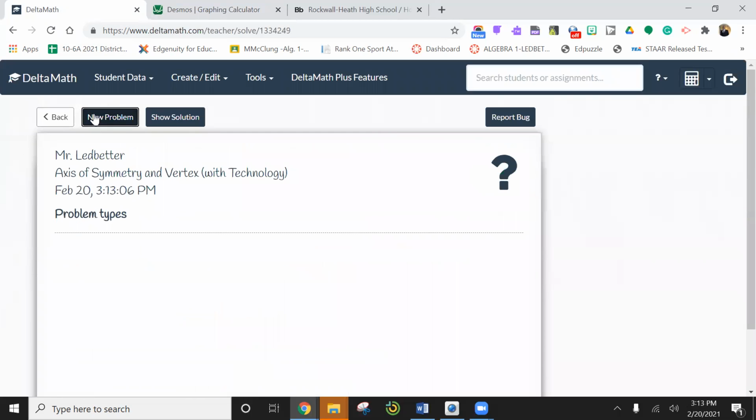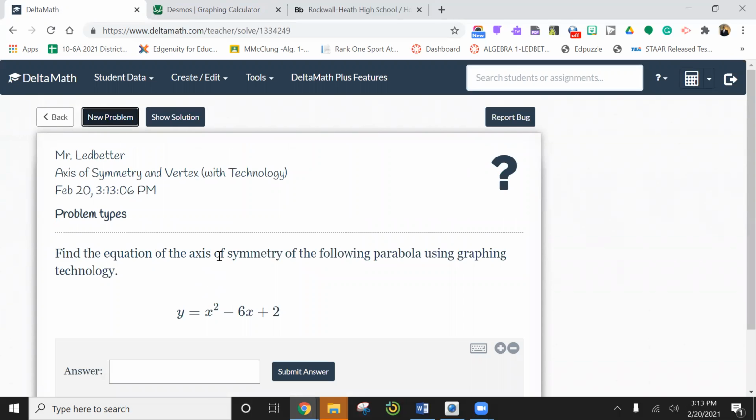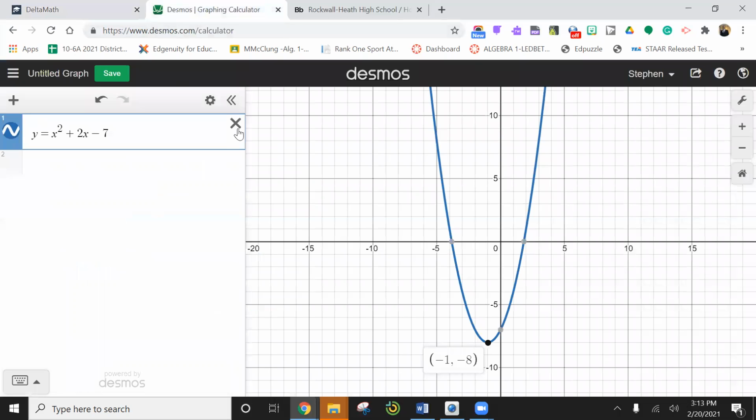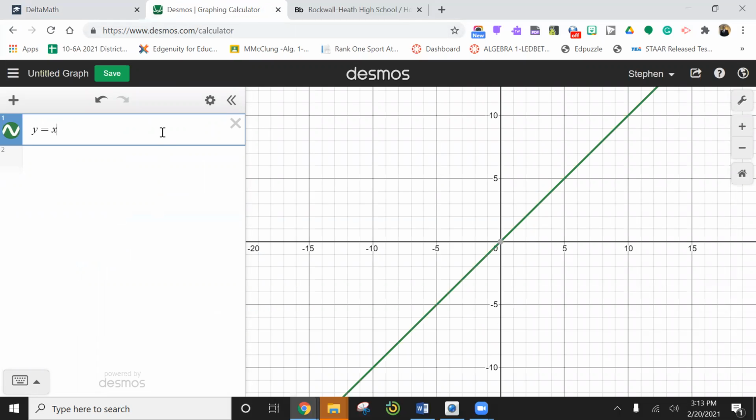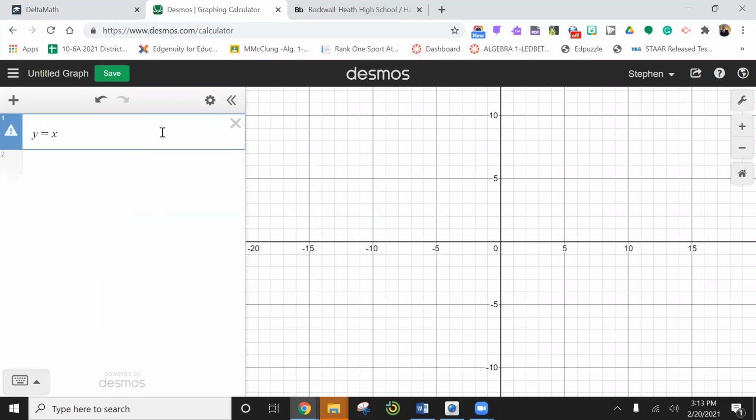All right, we might try one more. This is axis of symmetry. So this one right here, we're going to do axis of symmetry. I'll go to Desmos and put the equation in. Now there is an easier way to do this. If you look at the B value for axis of symmetry, you've got to take that.